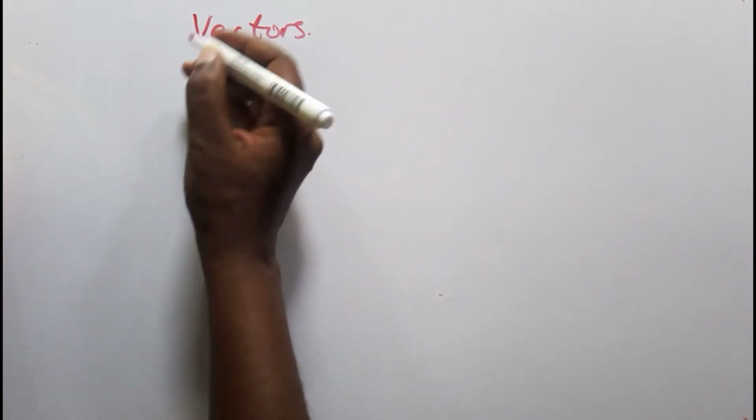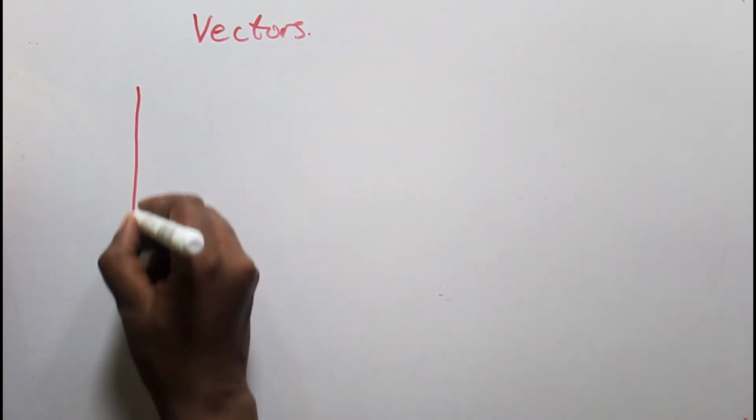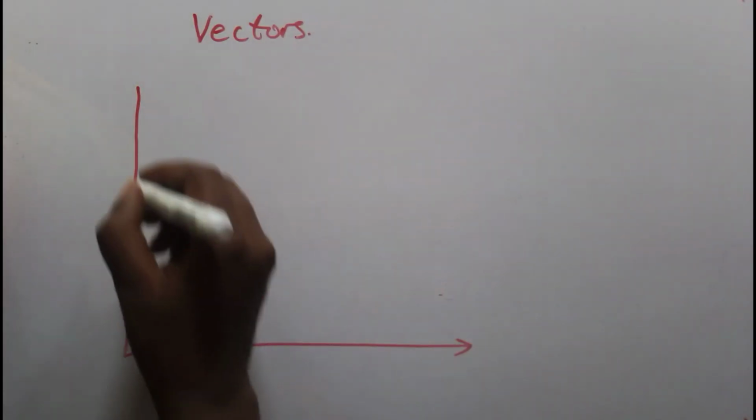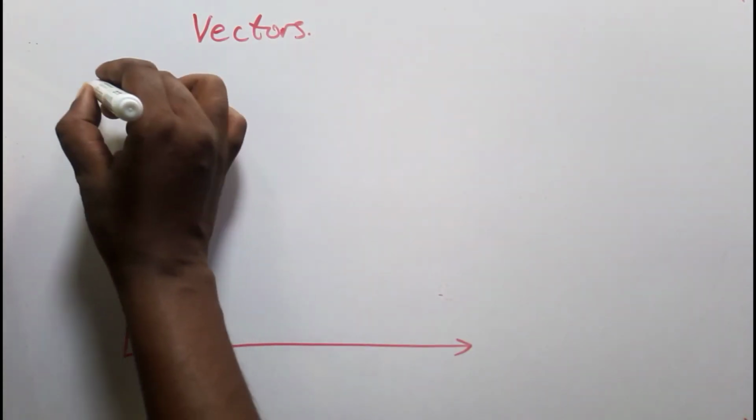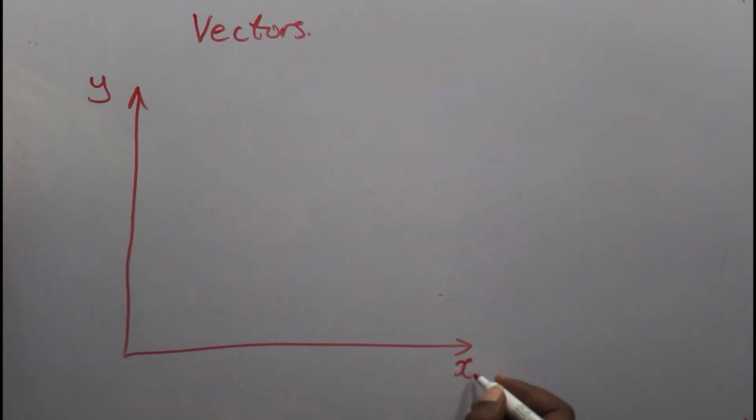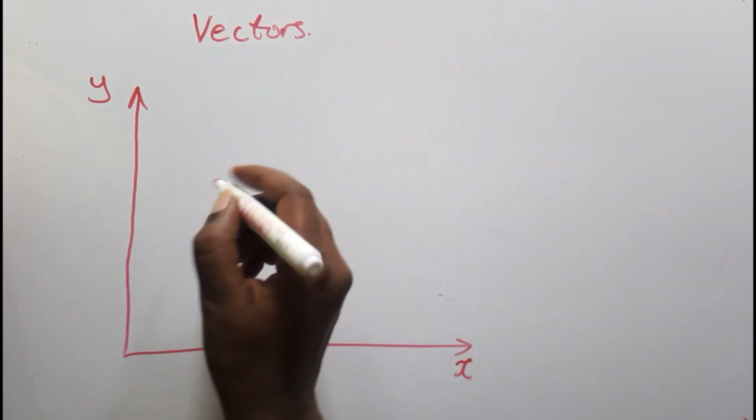Today we're not going to be talking about examples of vectors, but we are going to be talking about how we represent a vector on a Cartesian plane. A Cartesian plane is a system of rectangular coordinates. We have the y-axis, which is the vertical axis, as you can see right there, y. Then we have our x-axis, which is the horizontal axis.